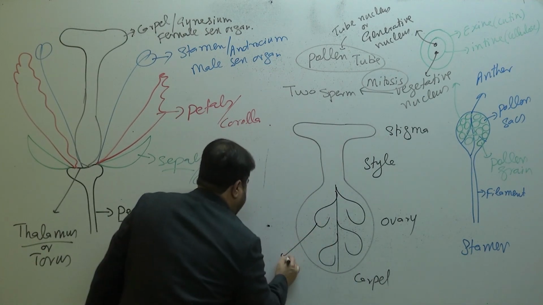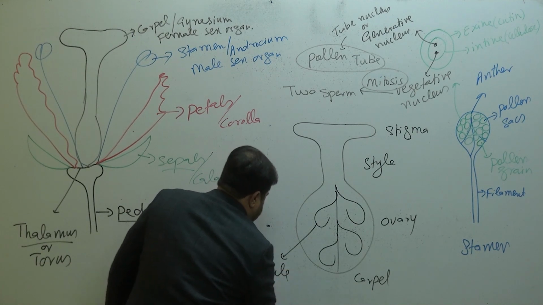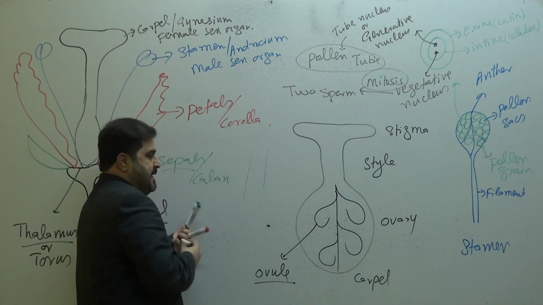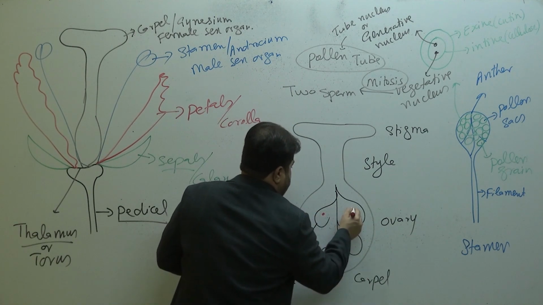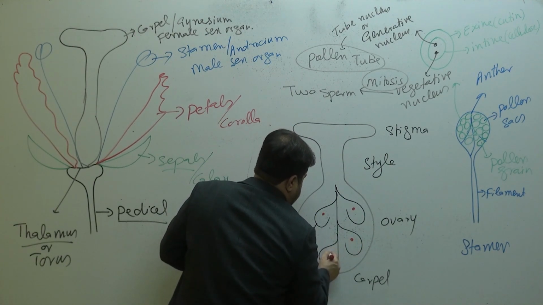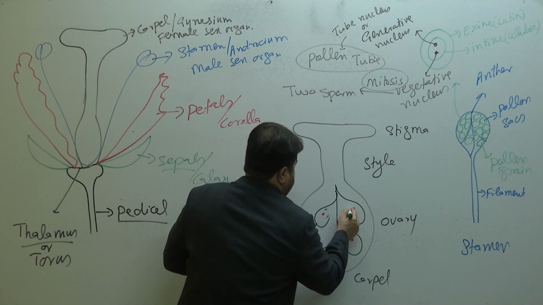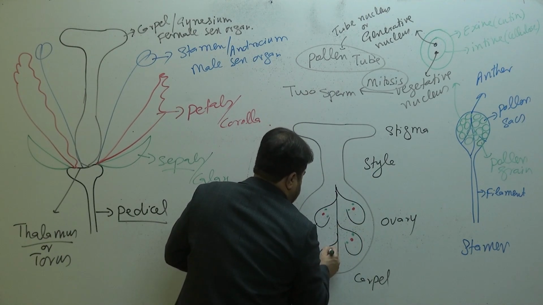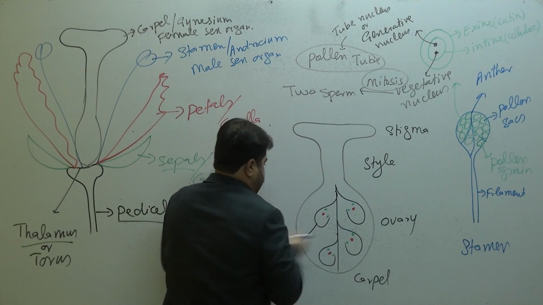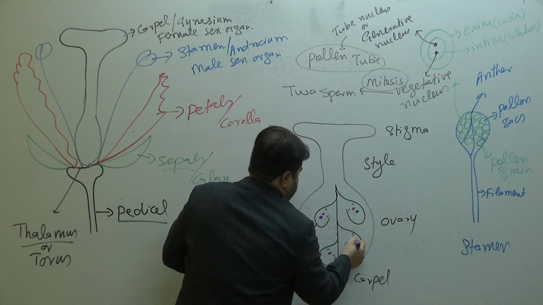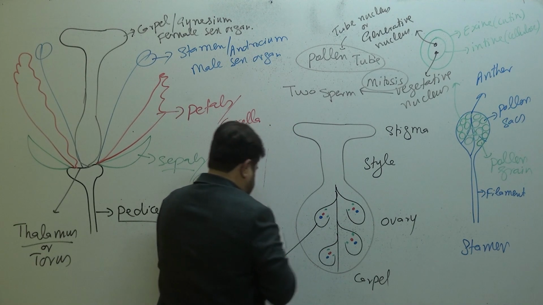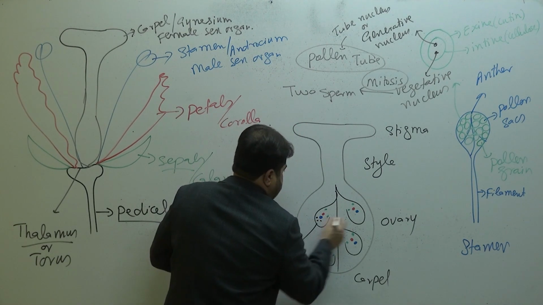So that is the ovule. Each ovule is considered to be a 7-celled structure. Each ovule has 7 cells.